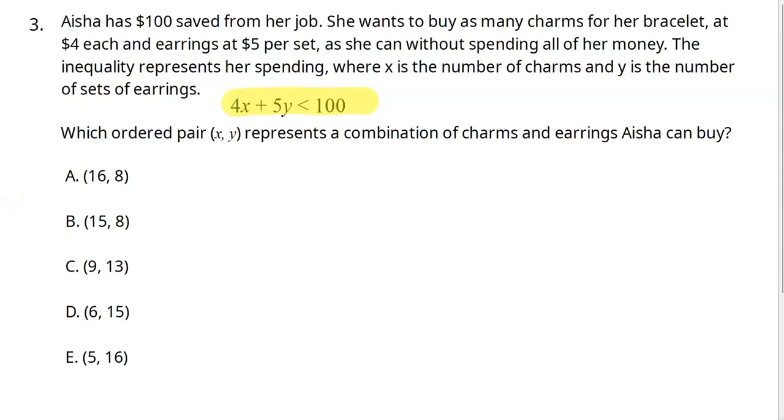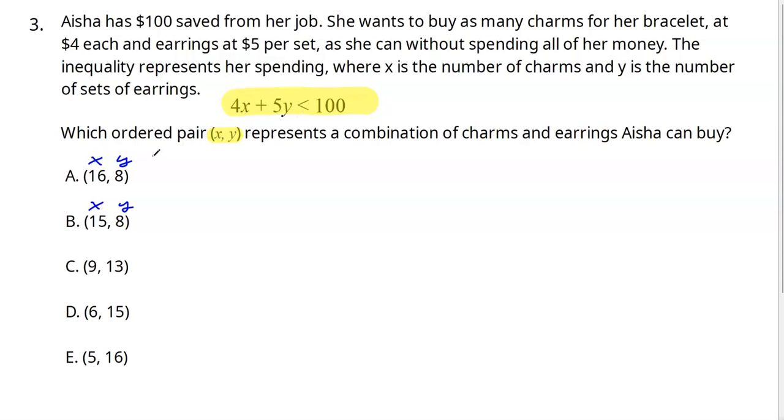And they're asking which ordered pair. Now, an ordered pair is x, y. Right here. What that means is this is the value of x, and this is the value of y. That's an ordered pair, x, y. It says which ordered pair represents a combination of charms and earrings Aisha can buy. Well, what I'm going to do is use my answer choices again. I'm going to plug this in for x, and this in for y. Again, an ordered pair is x comma y. It says that right here.